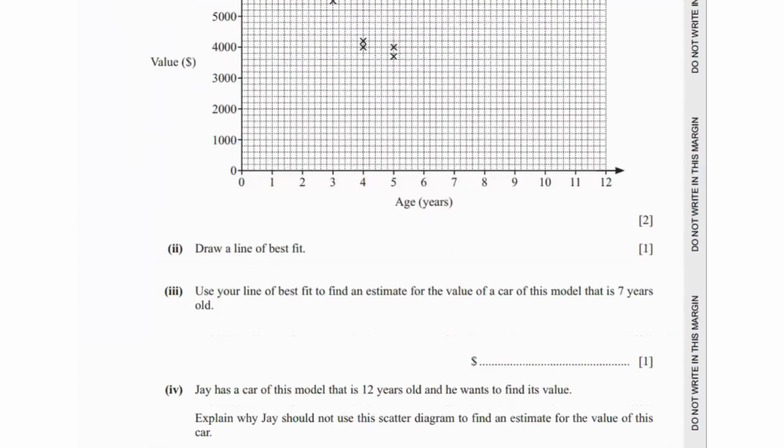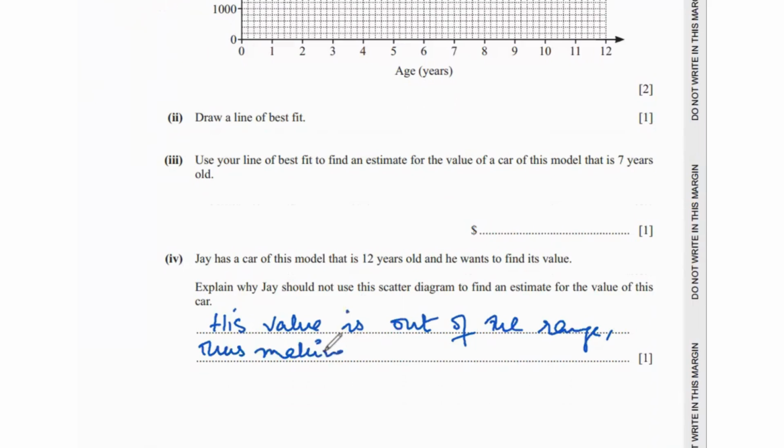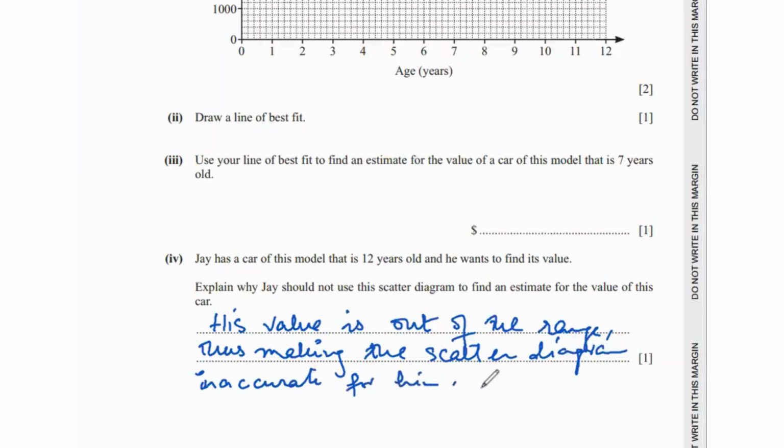So his value is out of the range, thus making the scatter diagram inaccurate for him. If the value was within the range, then you could have used a scatter diagram to find the estimate value of the car. But since it's not, it's going to be inaccurate for him if he uses this line of best fit.